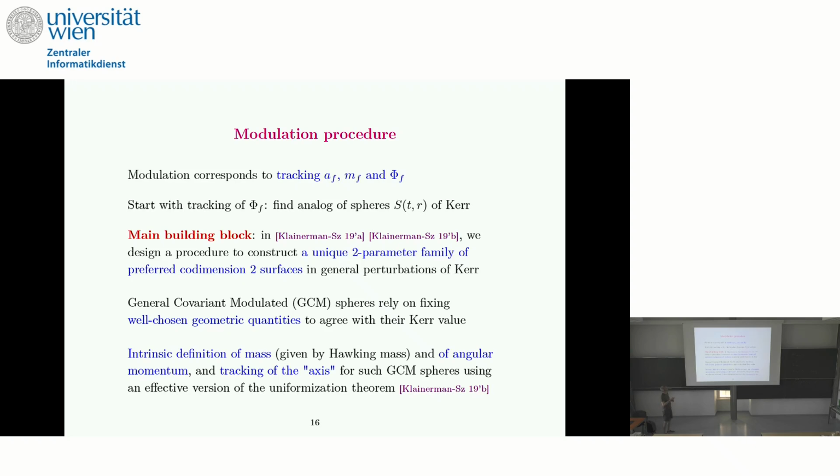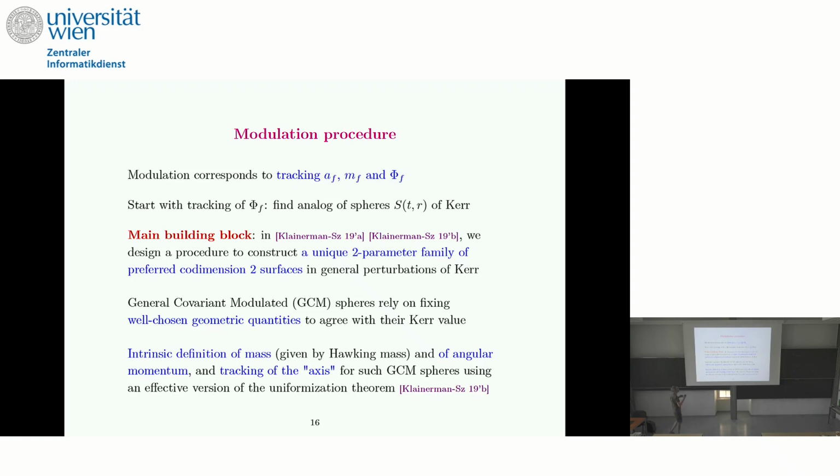We design a procedure to construct a unique 2-parameter family of preferred codimension 2 surfaces in general perturbations of Kerr. The idea is, what I have to track is a 2-parameter family of spheres. It's not enough to prove existence of preferred spheres in my perturbation spacetime. If they are the good spheres, I should have the proper number of them. I shouldn't have either too little or too much. The uniqueness statement here is the important thing: it has to be a unique 2-parameter family of spheres.